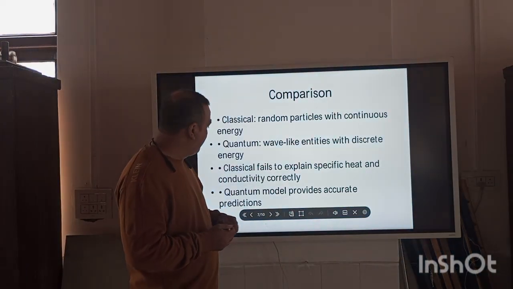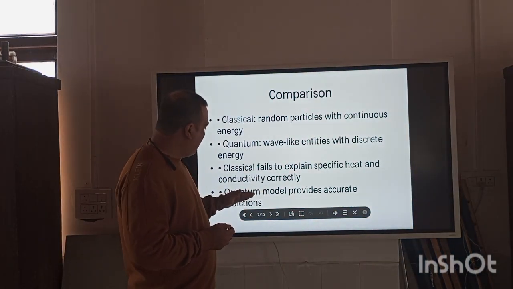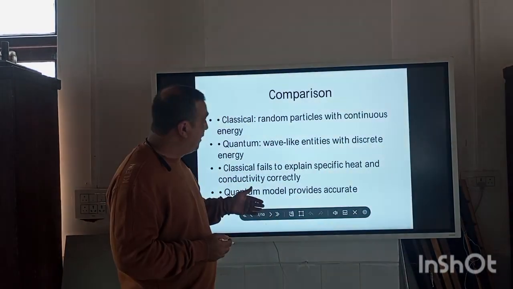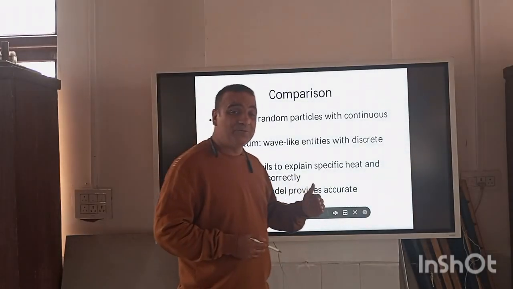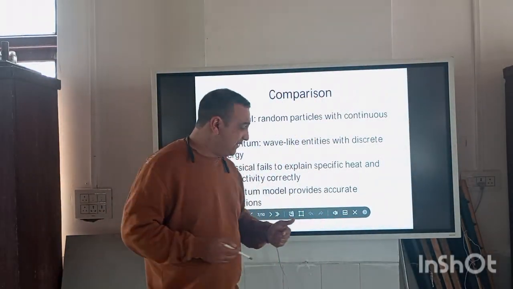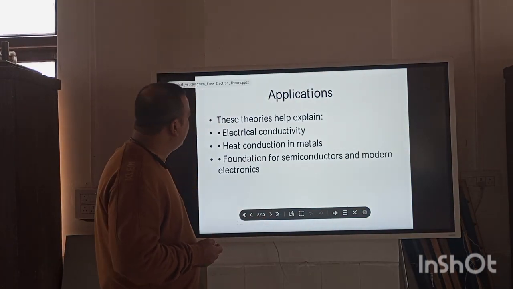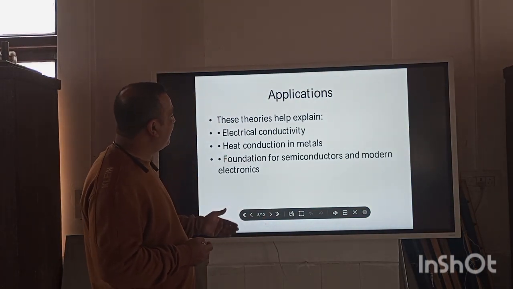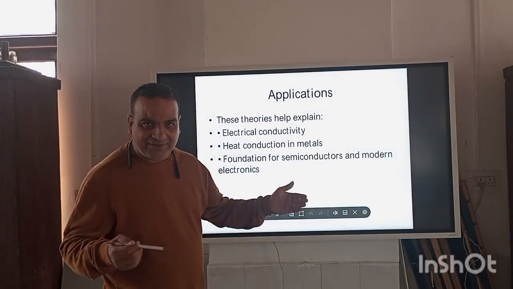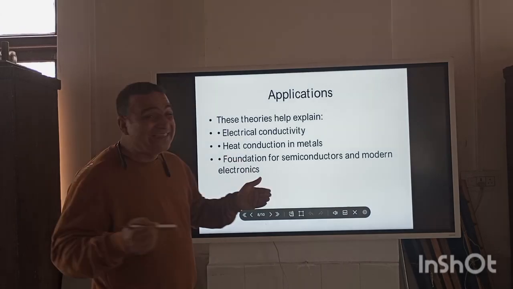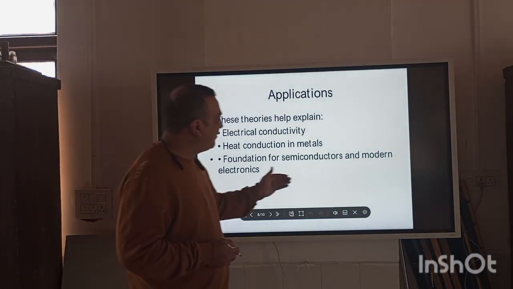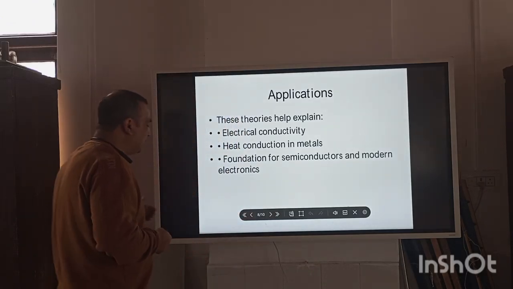So here we can say, in comparison to the classical Drude model, the quantum version gives us a more precise explanation of solids. The applications of these models are that they explain the electrical conductivity of metals, they talk about heat conduction in metals, and they are a foundation for semiconductors and modern electronics.